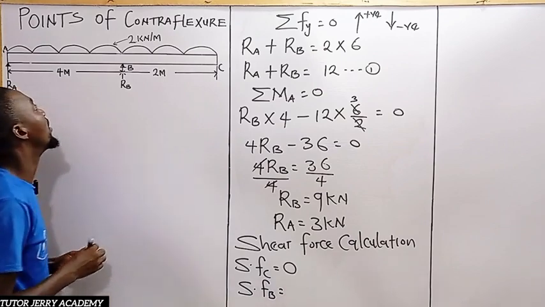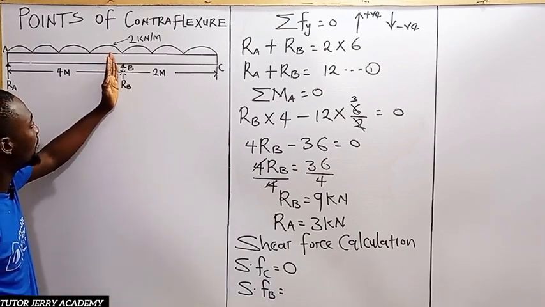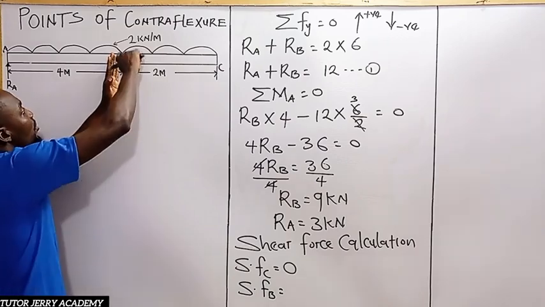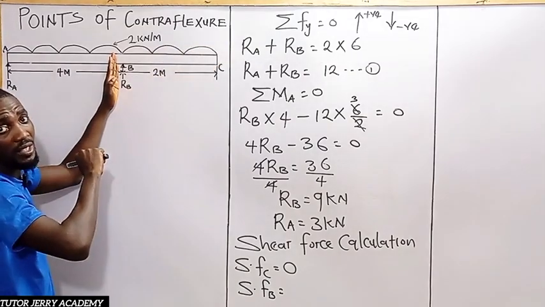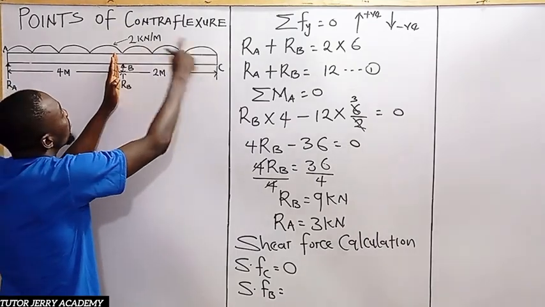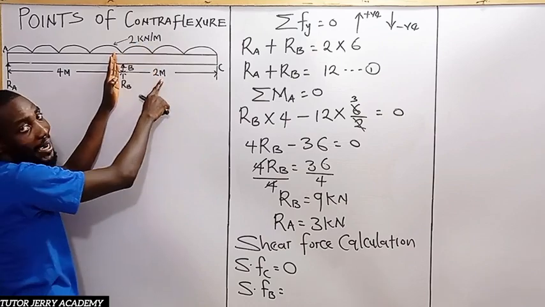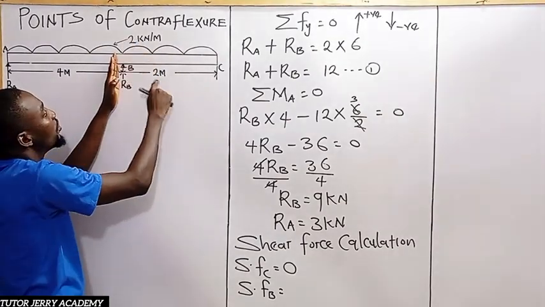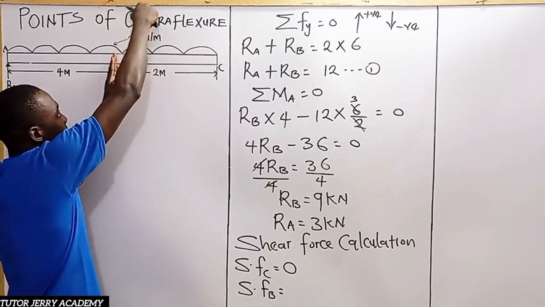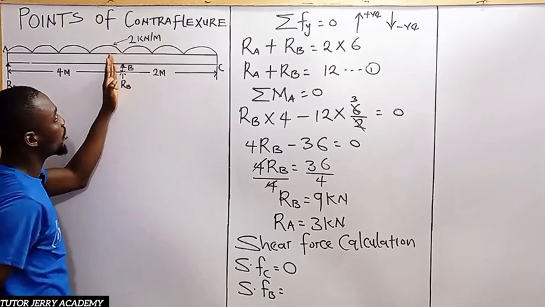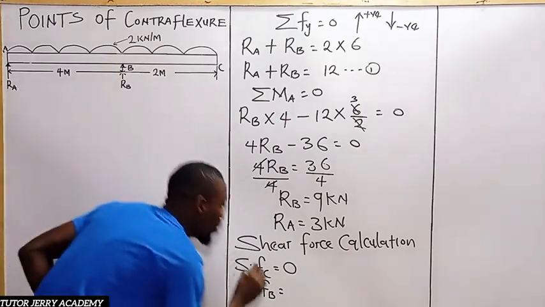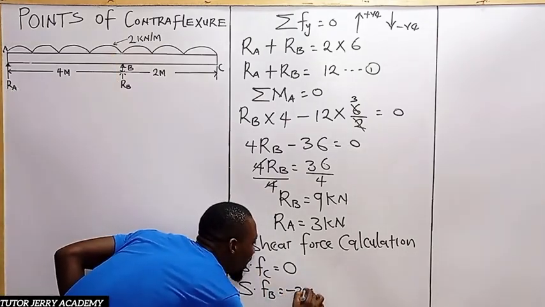At point B, if we stand at point B, what do we have? We have a uniform distributed load there. If we convert this uniform distributed load to a point load, it's going to be 2 multiplied by 2, which is 4. But don't forget, it's acting as a downward force, so it's going to be minus 4, that is minus 2 times 2.